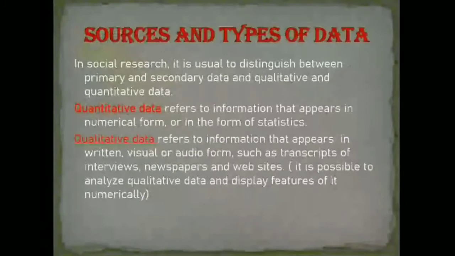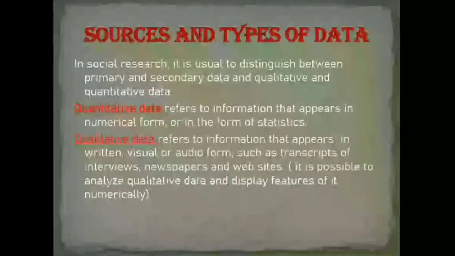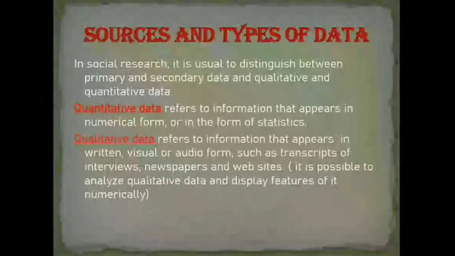Sources and types of data. In social research, it is usual to distinguish between primary and secondary data, and qualitative and quantitative data. Quantitative data refers to information that appears in numerical form or in the form of statistics. Qualitative data refers to information that appears in written, visual, or audio form, such as transcripts of interviews, newspapers, and websites.